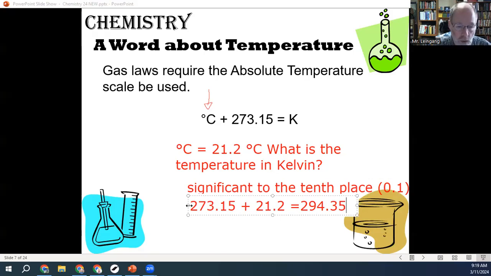But I only want my answer to be to the 10th place. I'm going to look at that 5 and ask, do I round up or round down? And of course, I'm going to round up. And so my answer becomes 294.4 Kelvin. Got it? 294.4 Kelvin. So don't forget the rules for significant figures when you're converting temperatures into Kelvin.